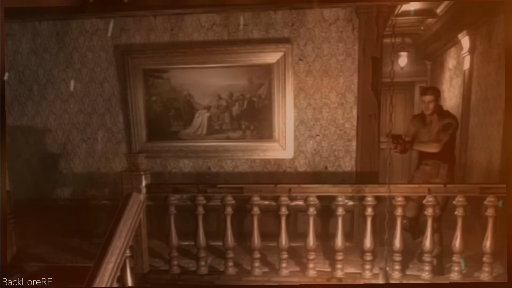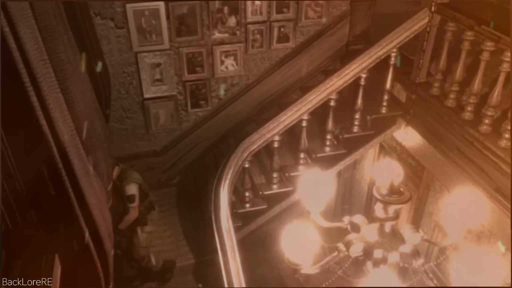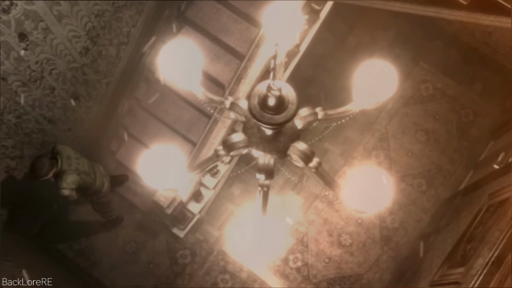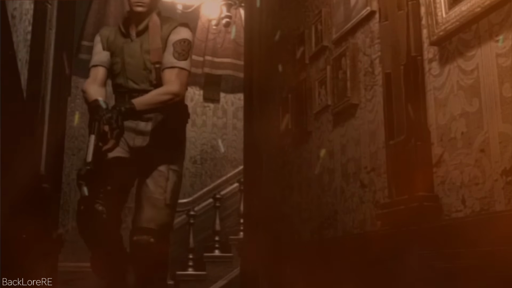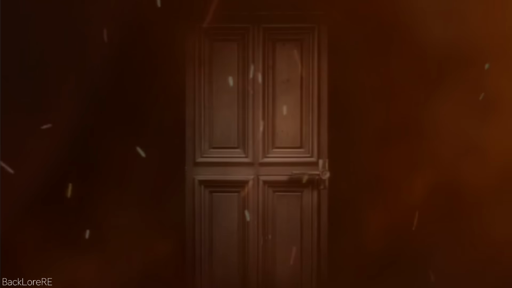Introduced through Outbreak File Number 2, this variant wasn't developed as a weapon at all. It was designed as an experimental oncolytic treatment intended to attack cancerous cells directly rather than produce a combat-capable creature.